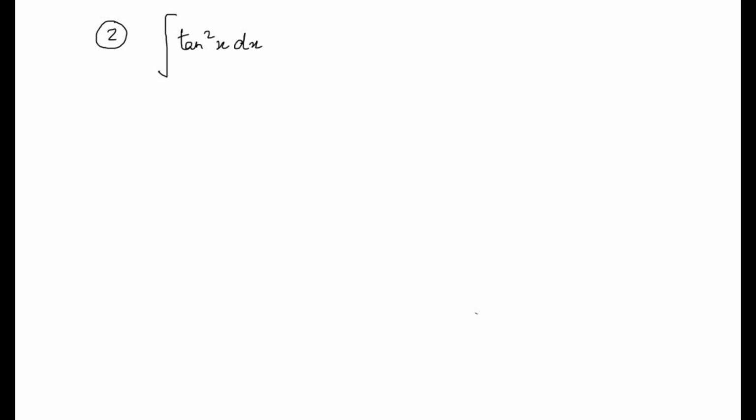The second one is the integral of tan²x. Again, the tendency is to just do a direct integration, but you cannot do that. There is no formula for tan²x. So what do we do? Use another identity: 1 plus tan²x is equal to sec²x. Make tan²x the subject. Tan²x is equal to sec²x minus 1, and substitute this into your integral.